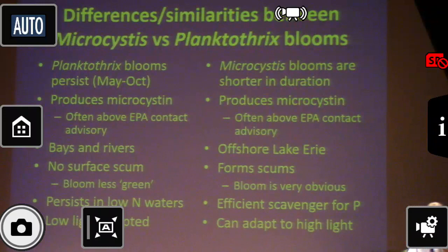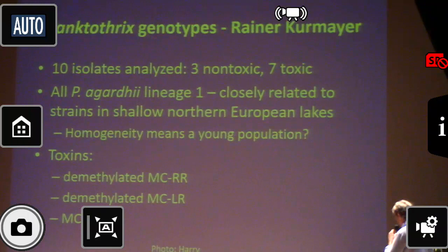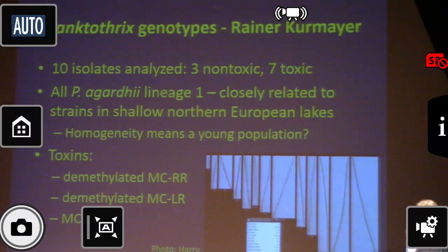So we've taken a lot of work, along with Rainer Kurmayer, to clean up our Planktothrix from our study site in Sandusky Bay. And we have 10 isolates that are currently in culture. Three are non-toxic, seven are toxic, and they produce a suite of demethylated toxins, which is typical for the genus. And they're all in so-called Kurmayer's lineage 1, using Kurmayer's language, and they're closely related to strains which are found in Europe. So why is Planktothrix successful in Sandusky Bay?